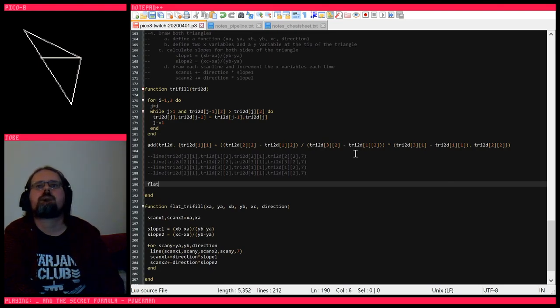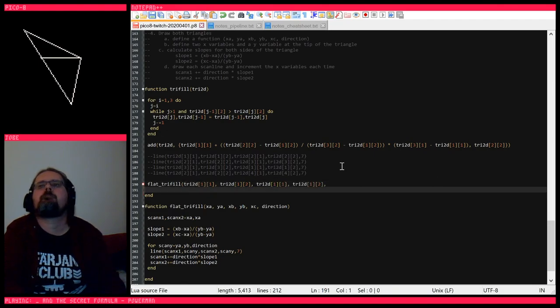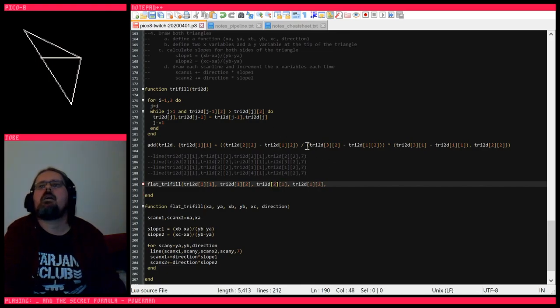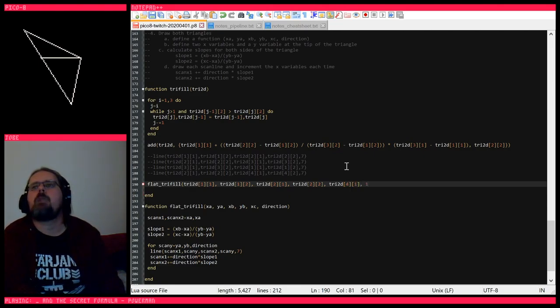So that's going to be our xa and ya are going to be the x and y of the first vertex, and the xb and yb are going to be the x and y of the second vertex, and our xc is going to be the x of the fourth vertex. And direction is going to be +1.